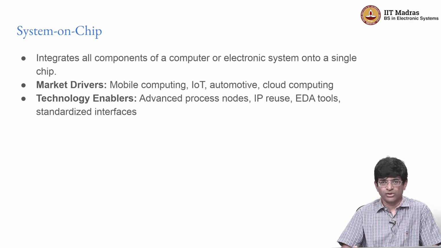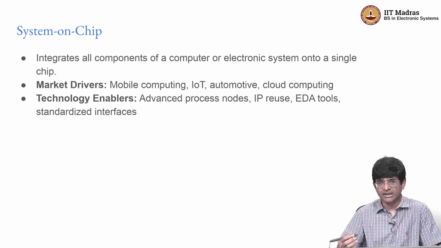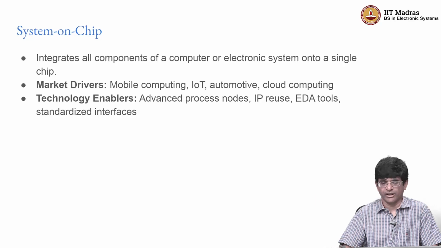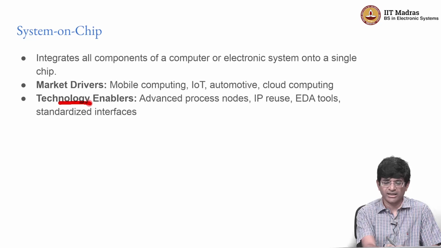Now, what are the market drivers for this kind of system on chip integration? Mobile computing, IoT applications, pretty much everything in embedded systems, automotive, and cloud computing, interestingly, because although cloud computing primarily revolves around the idea of compute, there are scenarios where you might want to do, for example, high speed cryptography, or various other kinds of processing that require you to have a system on chip with that kind of functionality baked into it. Now, the market would like to have such chips that can have a large amount of functionality, but then comes the question, what enables that technology? And that's where the technology comes in.